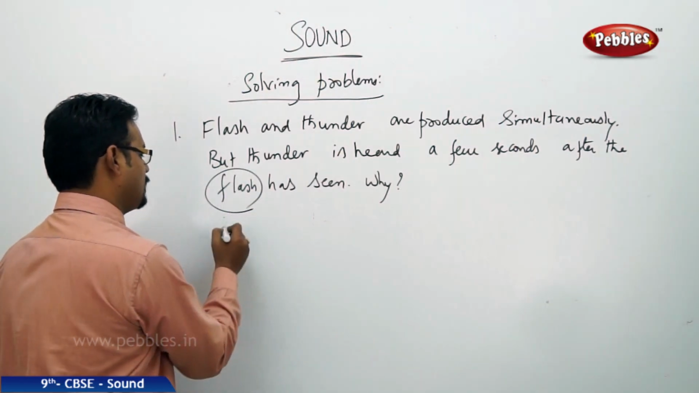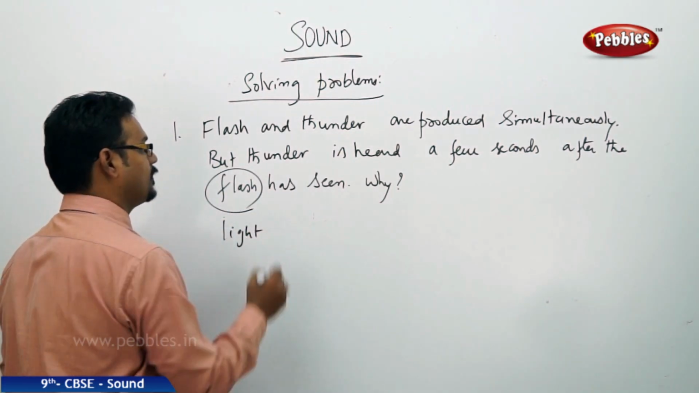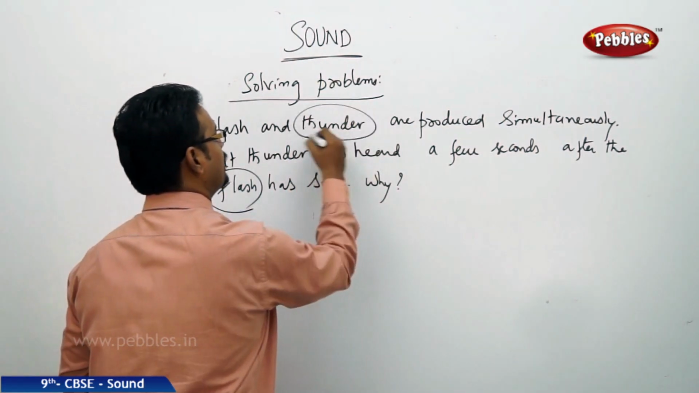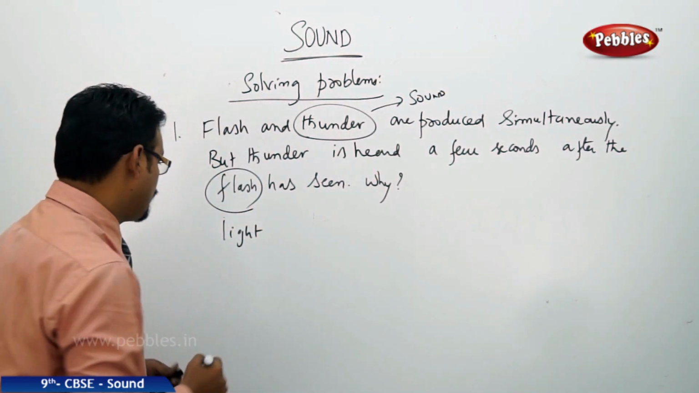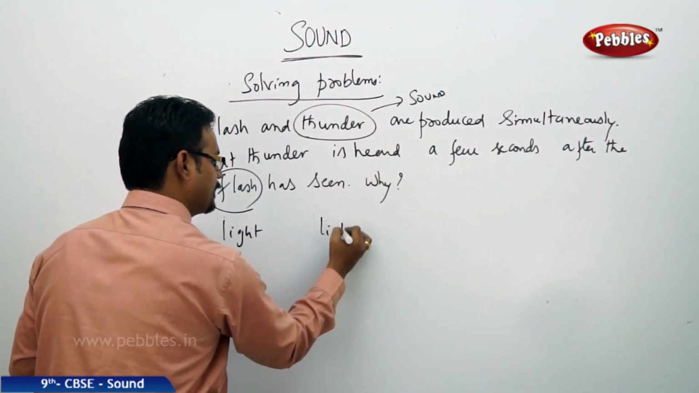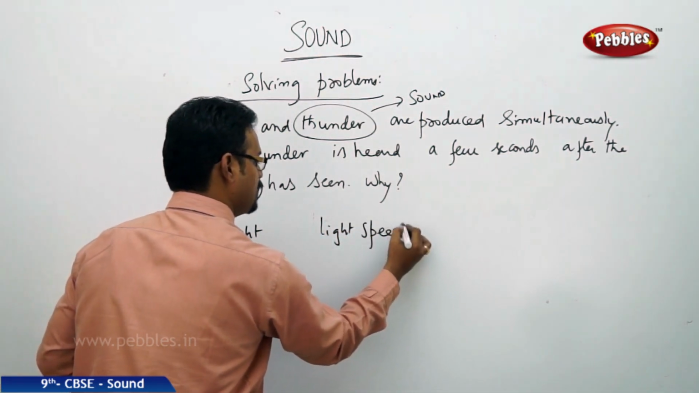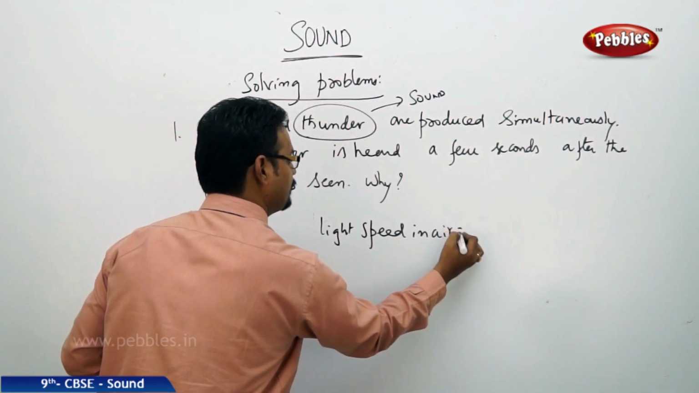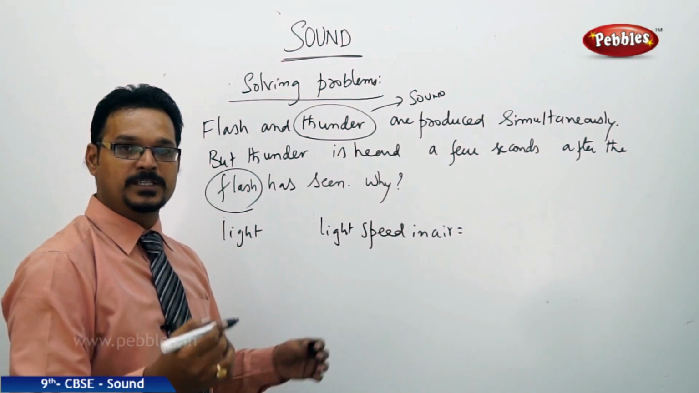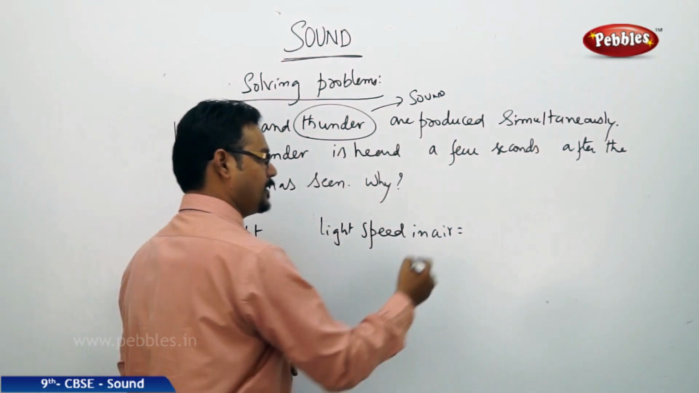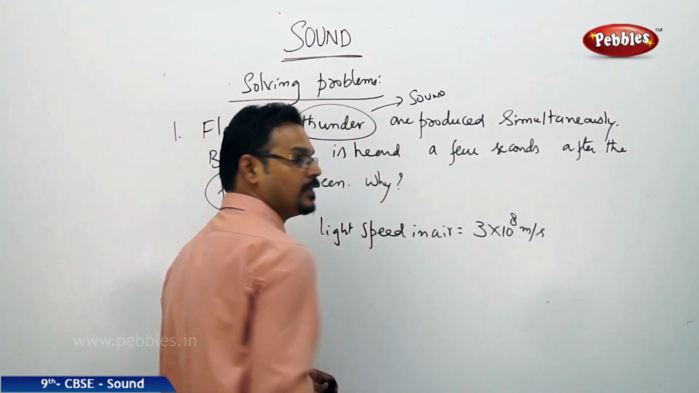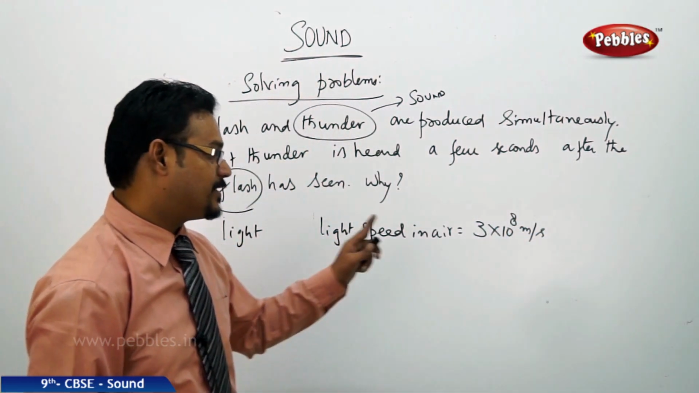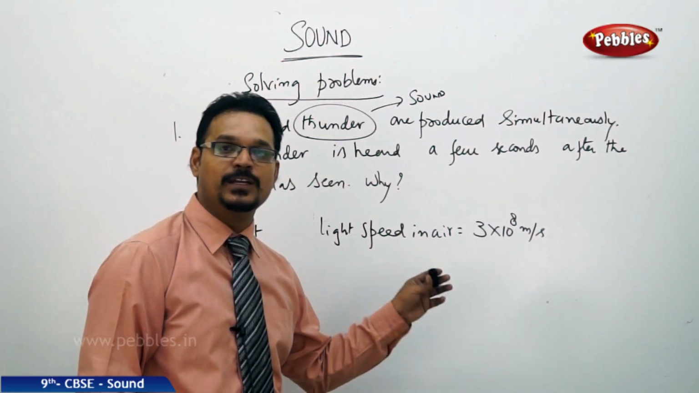Flash is nothing but light. Thunder is sound. Light speed in air: what is the value of light speed in air? If you recall, it is 3 into 10 power 8 meters per second. That means in 1 second, it can travel 3 lakh kilometers.